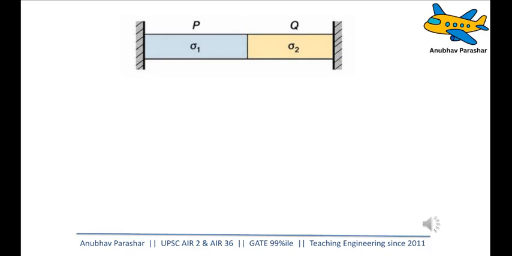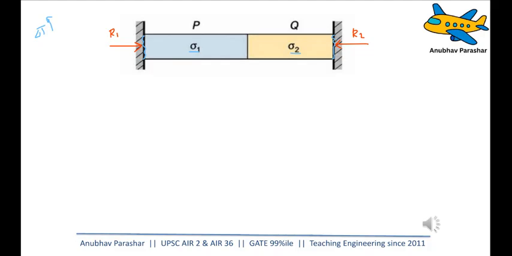Now, going deeper into it, when we raise the temperature, the tendency of both P and Q will be to increase in length. The length of both P and Q will want to increase. So as a result, what will happen? It will apply pressure on both the walls. And the walls will generate reaction force because of this. Let me say the reaction forces are R1 and R2.